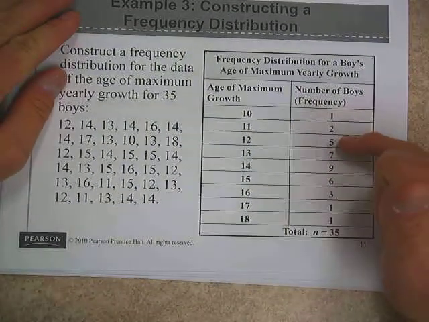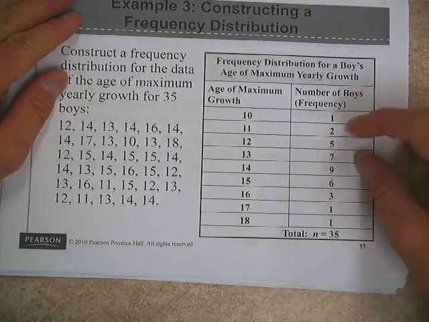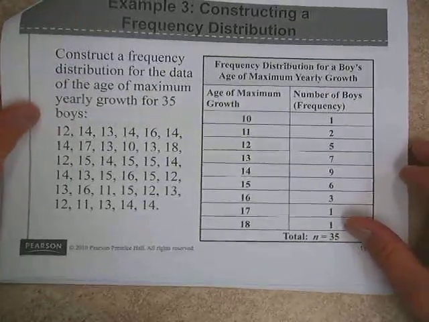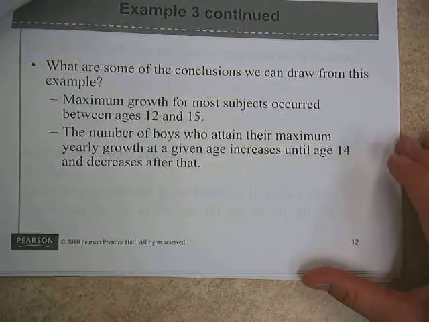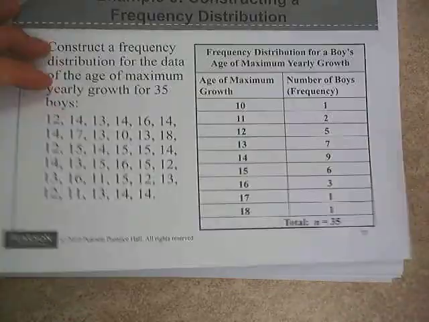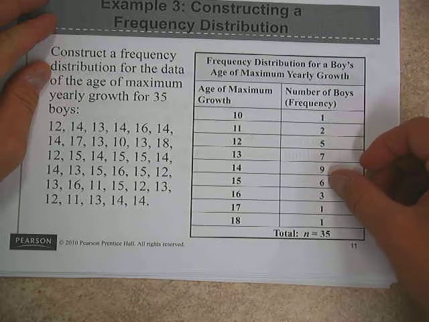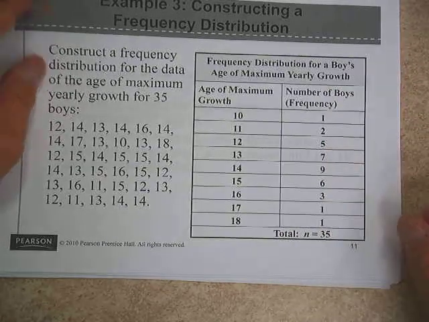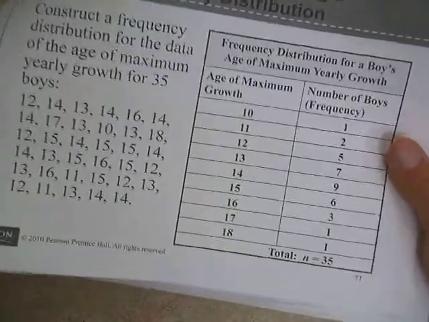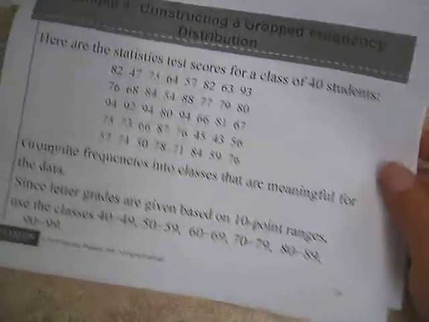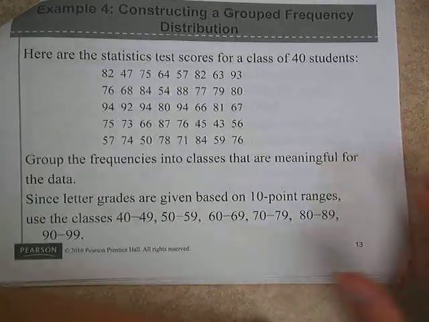The maximum growth for most subjects occurred between 12 and 15. If you look back at the diagram, that's fairly easy to see because most of our boys are in that 12 to 15 group. There's a few in the outer parts, but most of the data is concentrated in the 12 to 15 group. Also, the number of boys who attain their maximum yearly growth at a given age increases until age 14 and then decreases after that. Ultimately we can see that 10, 11, 12, 13, 14 gets bigger, but then once we get to 15, 16, 17, 18, it gets a little bit smaller again. So those are some trends that we can see by looking at the frequency distribution.